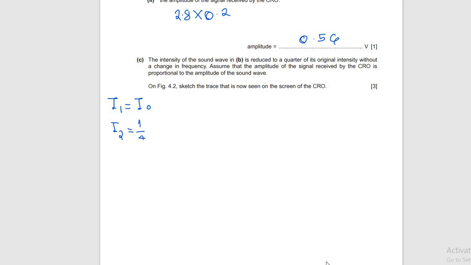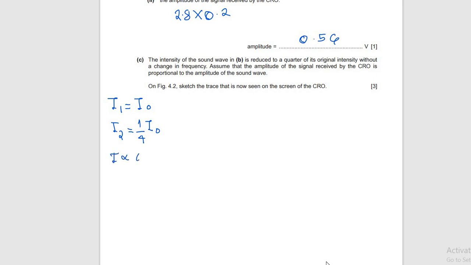Now the new intensity has reduced to 1/4 of its original intensity without change in frequency. The frequency is constant. Assume that the amplitude of the signal wave received by CRO is proportional to the amplitude of sound wave. Sketch the trace that is now seen on the screen. Okay, now what's the relationship between intensity and amplitude?